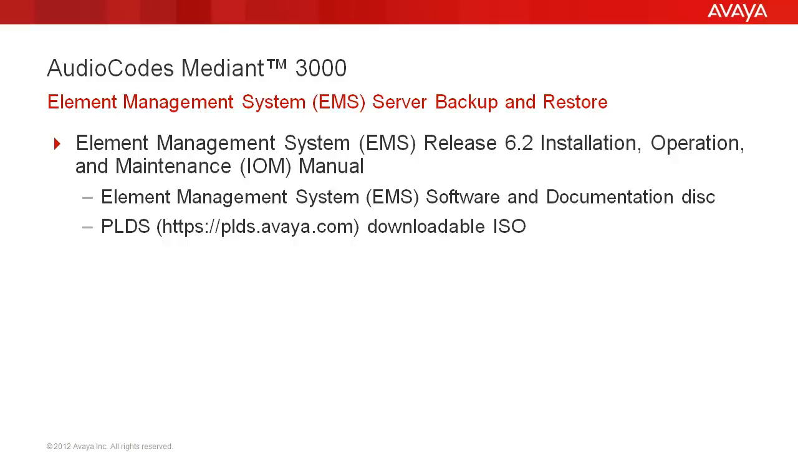For additional information on managing the EMS server, reference the Element Management System version 6.2 Installation, Operation, and Maintenance Manual. EMS server documentation is contained on the EMS Software and Documentation disk or in the ISO available for download from plds.avaya.com.